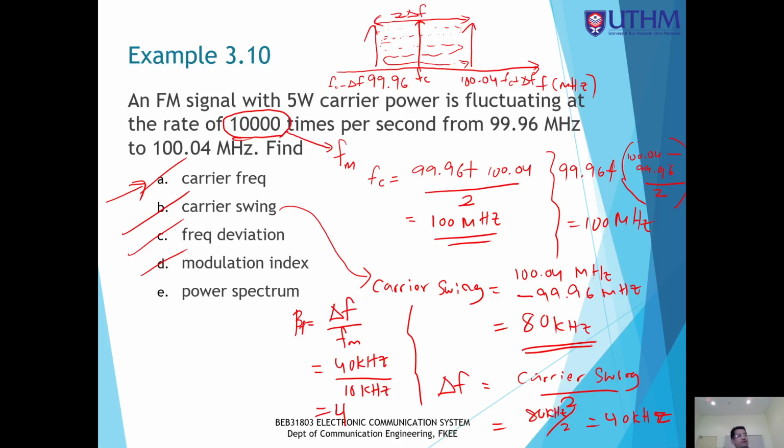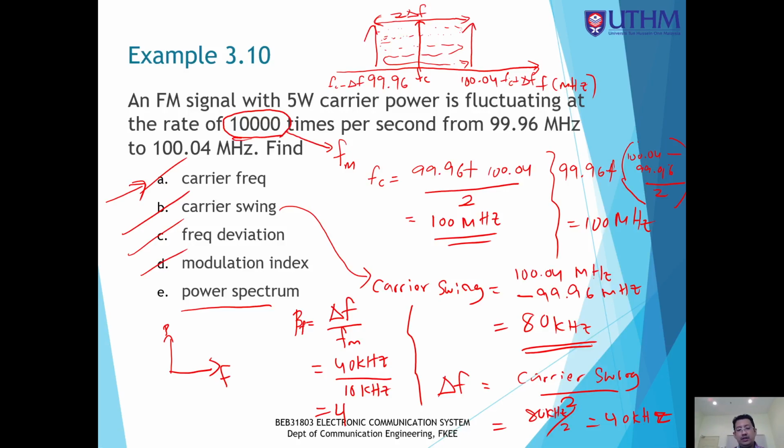For beta equal to 4, how many significant sidebands are there? This is referring to the power spectrum. The question actually asks you to draw the power spectrum, which means power versus f. In order to draw the power spectrum, you need to refer to the Bessel table. How many spectrum lines are there?